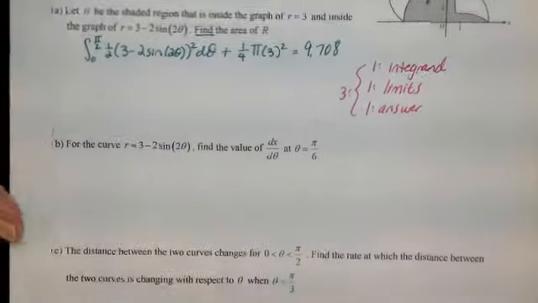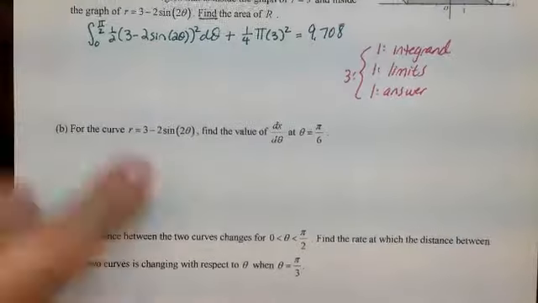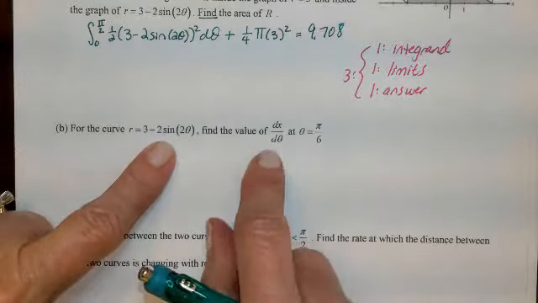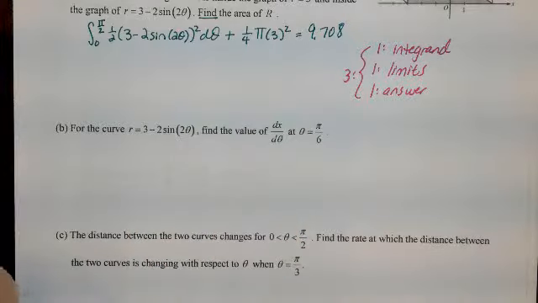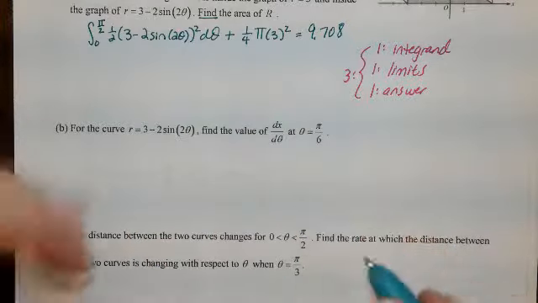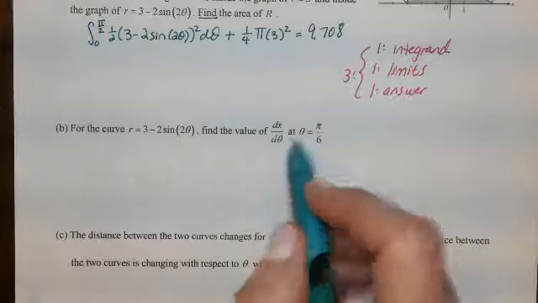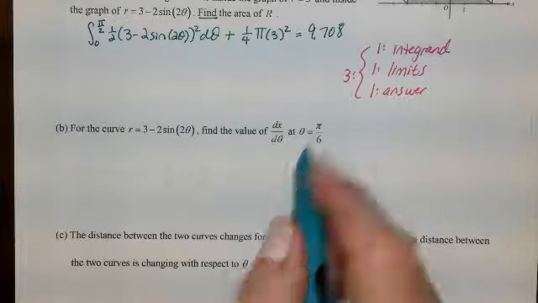All right. Part B. For the curve r is equal to 3 minus 2 sine of 2 theta, that's the funky curve, find the value of dx d theta at theta equals pi over 6. So we just need dx d theta. We don't need the entire slope. They're only asking for dx d theta.